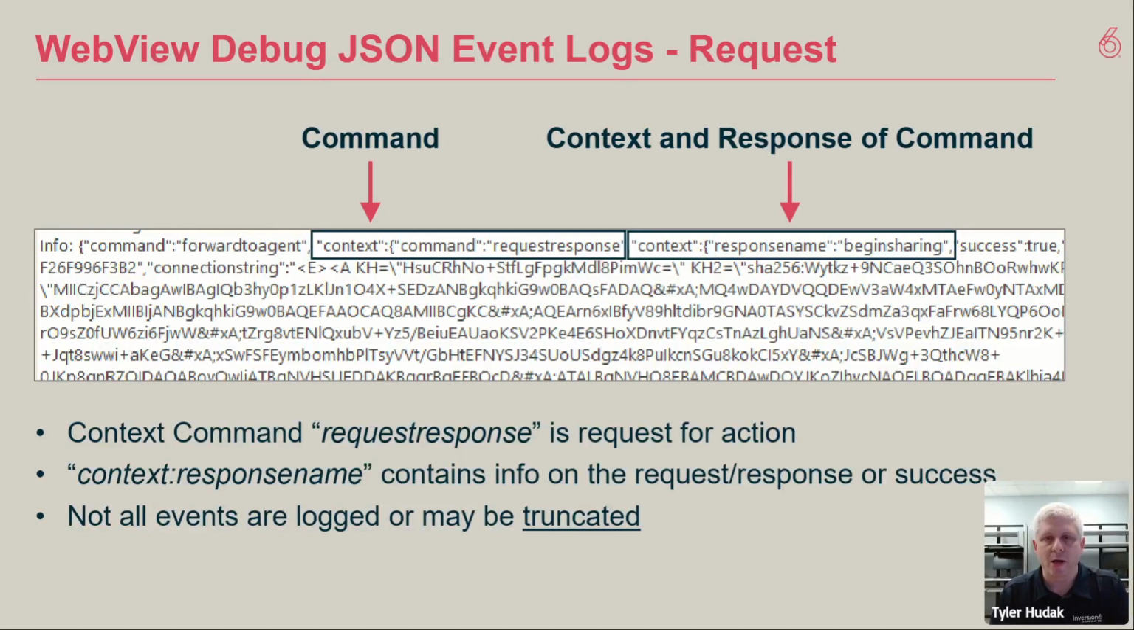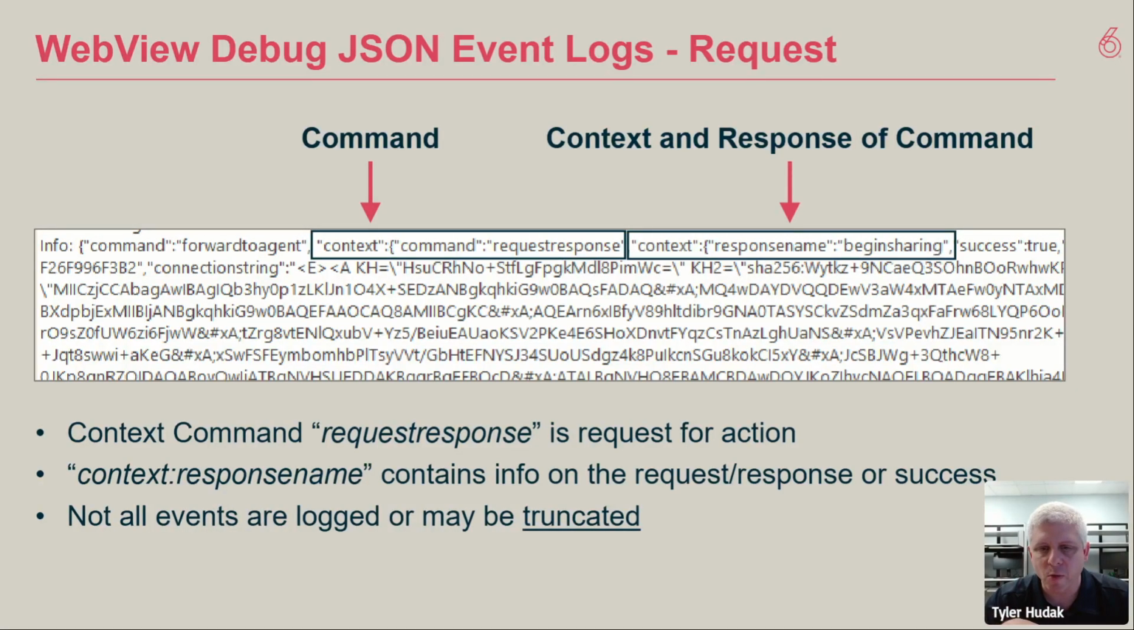It'll actually say response name. This will actually give you information on what the request was, what the response was, whether or not it was successful. It may even give you some other information about the request itself. However, not everything that is done within Quick Assist is logged. And as we're going to see here in a minute, unfortunately, some of these are also truncated, so you're not getting the full log. But for the most part, you still get enough data to help you piece together some things that happened during the Quick Assist session.